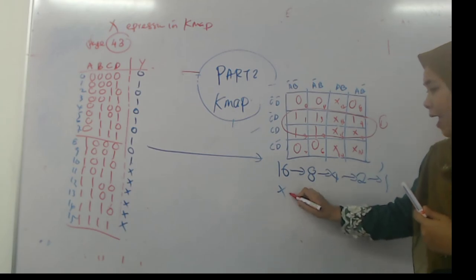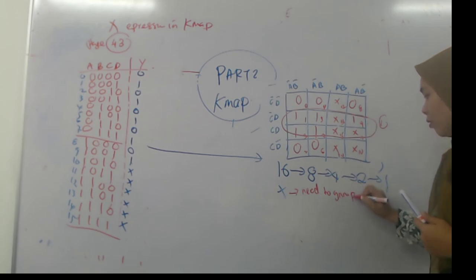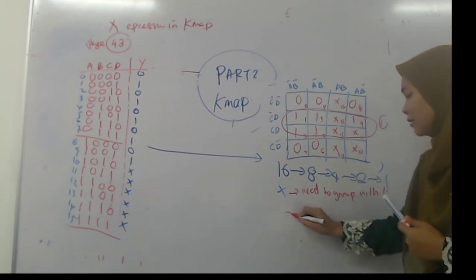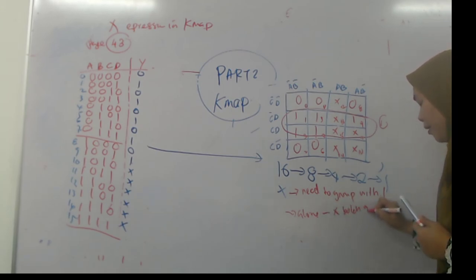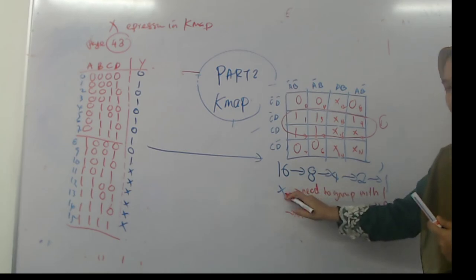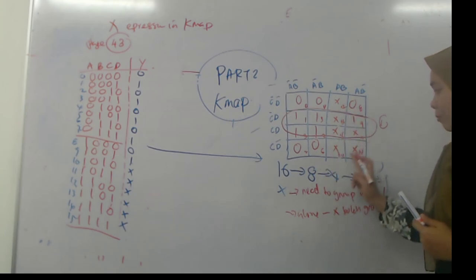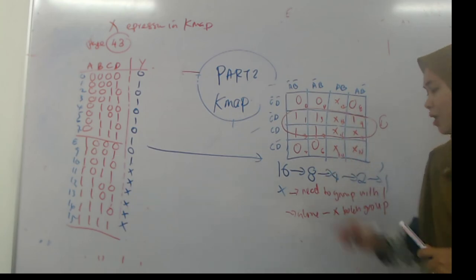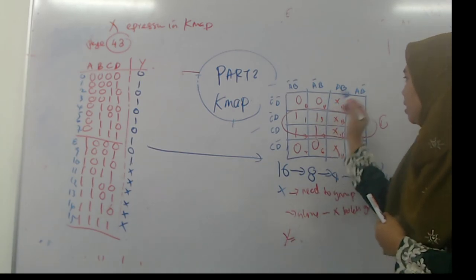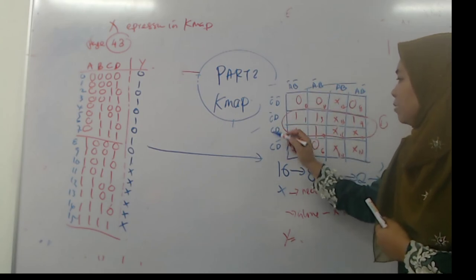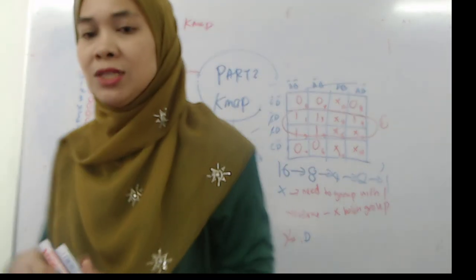Remember, X needs to be grouped with a 1. X alone cannot be grouped. So now we need X to group with a one. We got this one. There are also places with no 1, but there is X. But X alone we cannot group. Alright, so now we get Y equals what? You see from here, this we can include. So Y equals D. So that is the final answer for this equation.